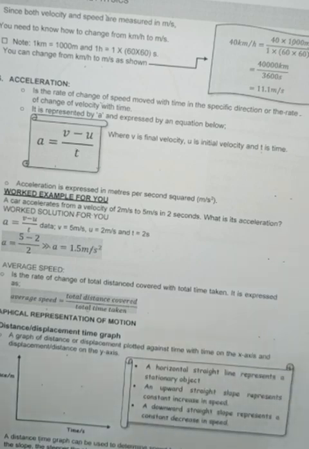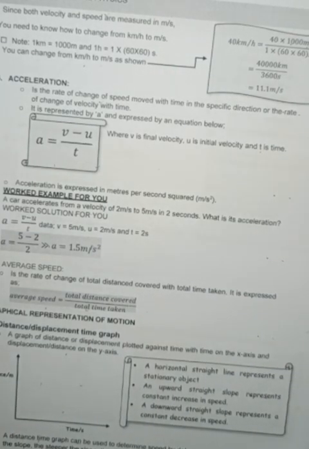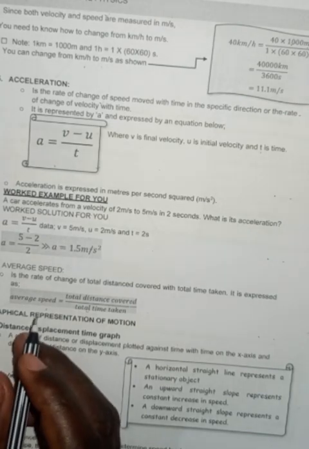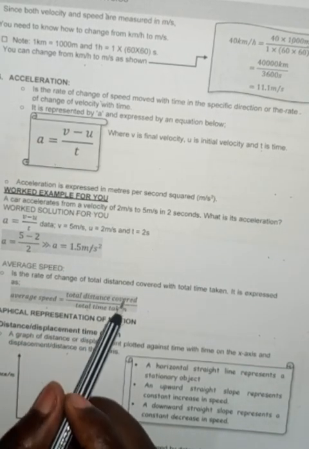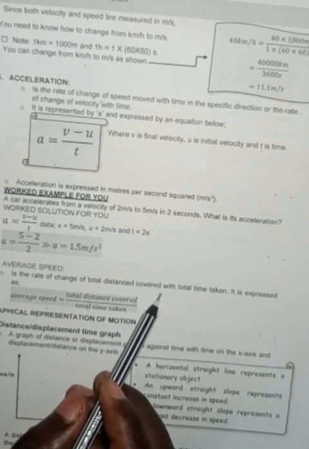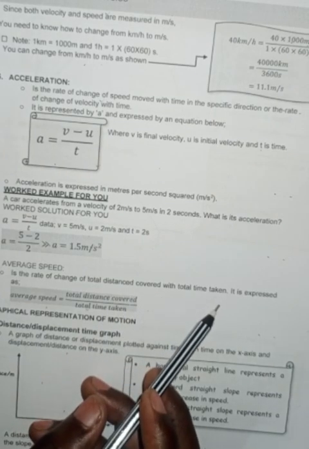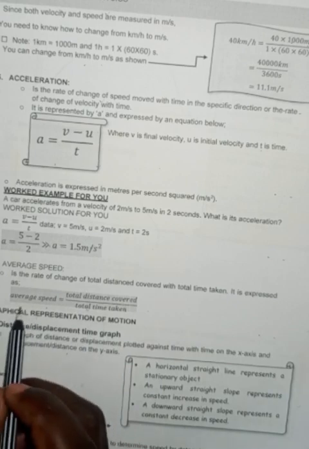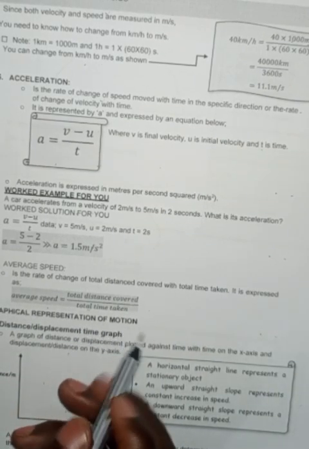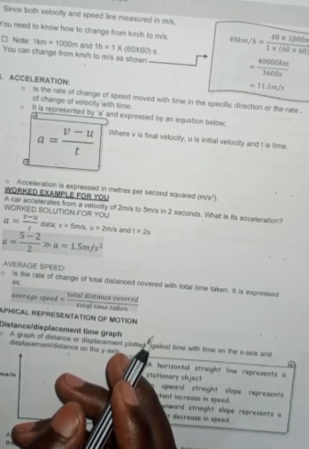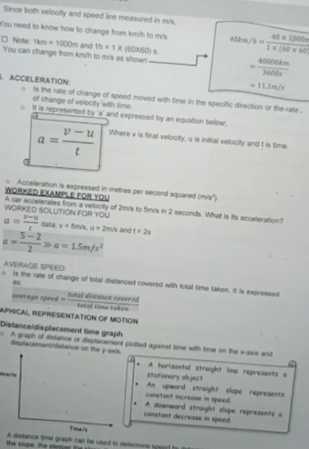So sometimes they can ask you things like average speed. What is average speed? Average speed is simply the rate of change of total distance covered with the total time taken, and it is expressed as average speed equals total distance covered over total time taken. So please take note of that. We might use that going forward.